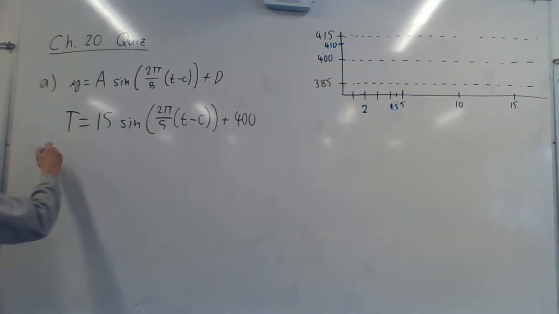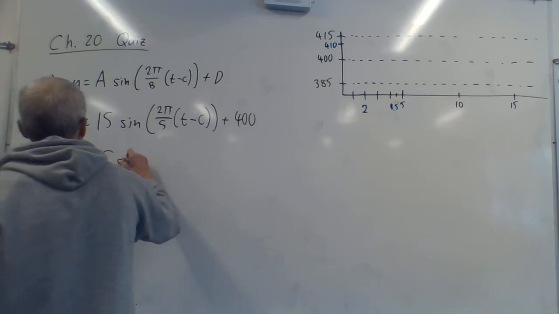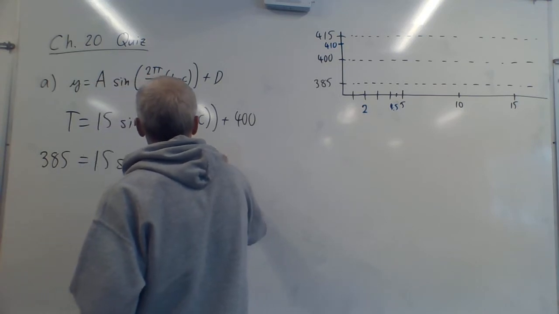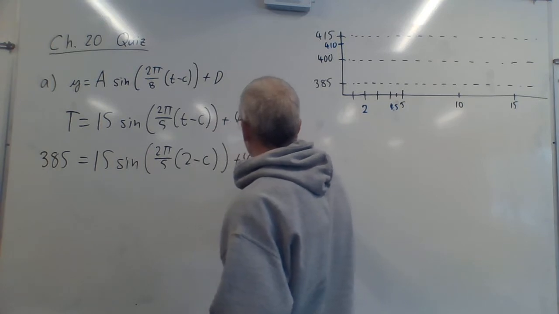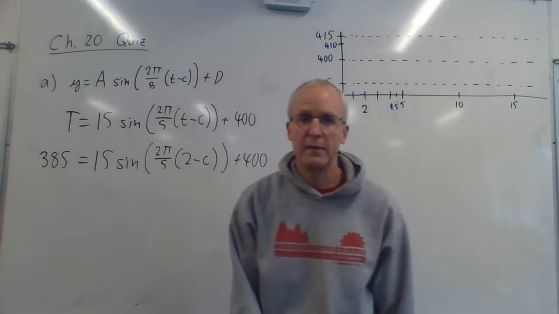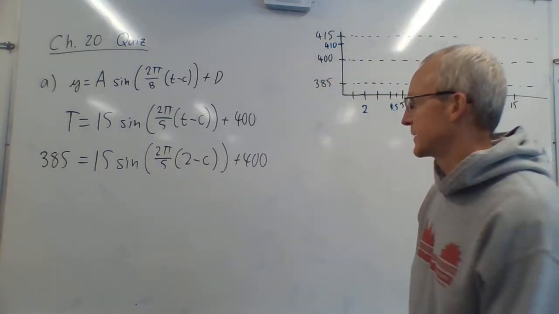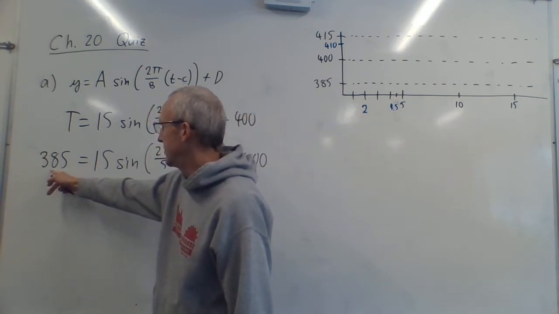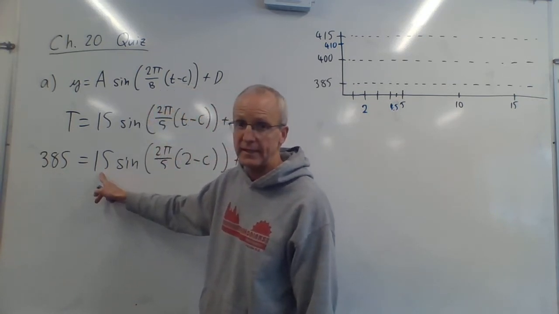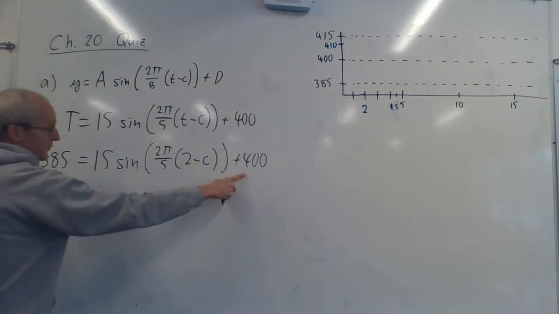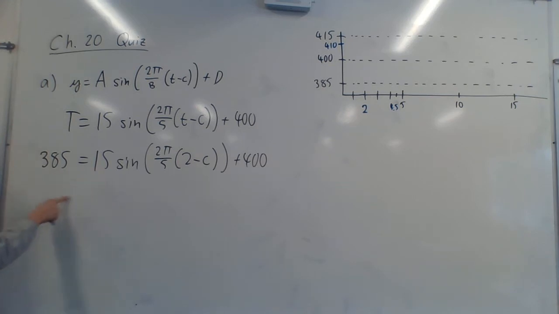So when the temperature is 385 degrees, we know that the time was 2. So 385 equals 15 sine of 2 pi over 5 (2 minus C) plus 400. Now we solve for C, we've got to get C out of here. C equals something, right? Oh my gosh, that's going to be a lot of work. All right, so let's see. Take away 400 from here. That's negative 15. Divide it by 15. Amazing, right? It's negative 1. Everybody get that? 385 minus 400 is negative 15. Put the 15 over here.